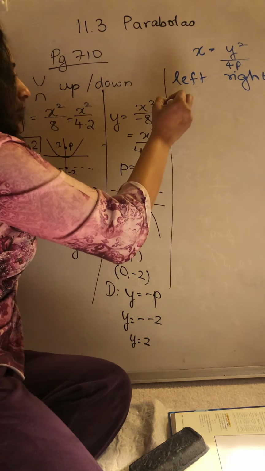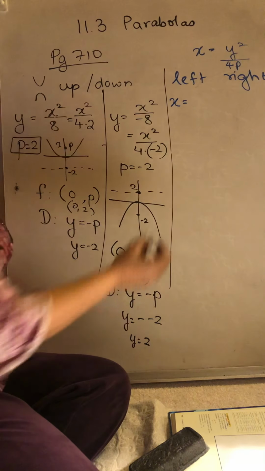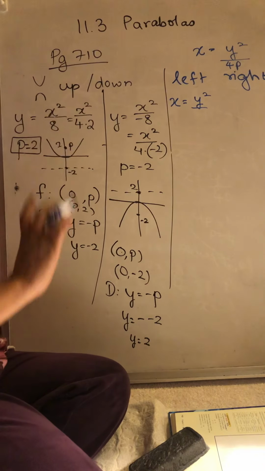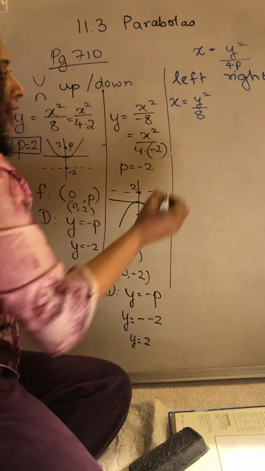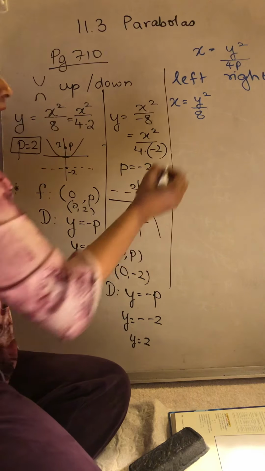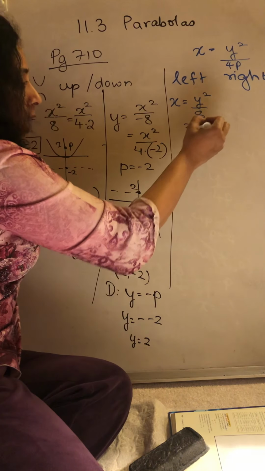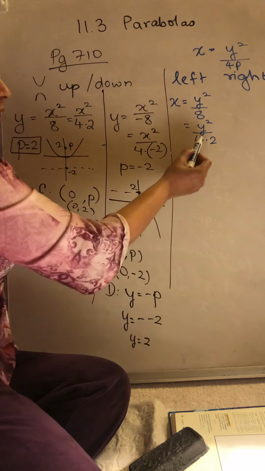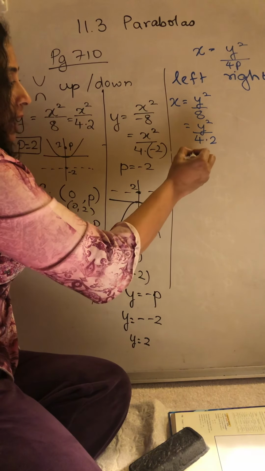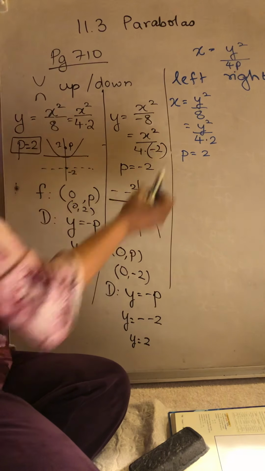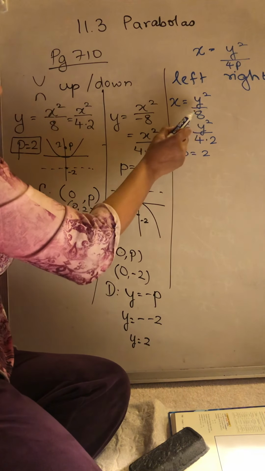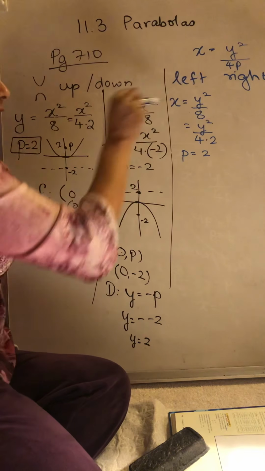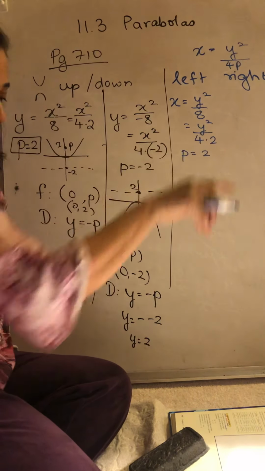Now if I'm given the equation x equals y square over, let's take the same one so you see the difference, over 8. What is y square over 8? It's as good as y square over 4 times 2. So p is 2. This is positive here, so I know my p is positive. When p is positive, it is opening to the right.